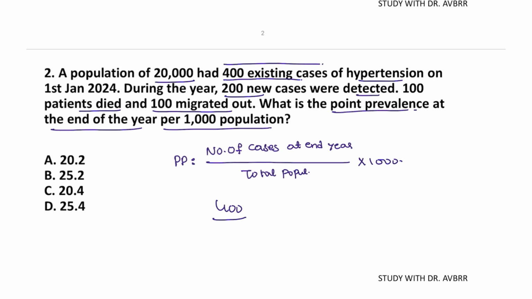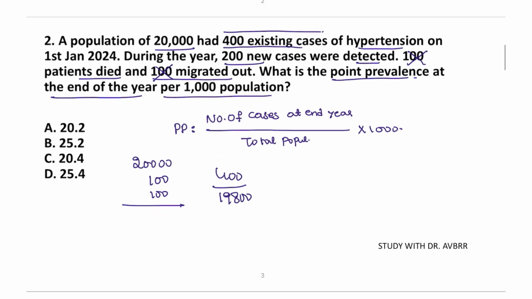Divided by, next, what is the total population that we had? Already, the 100 who migrated out we can remove, as they have already migrated. Next, the 100 patients who died are also excluded. We have a total of 20,000 population; removing the 100 and the 100, what are we left with? 19,800 population is left.